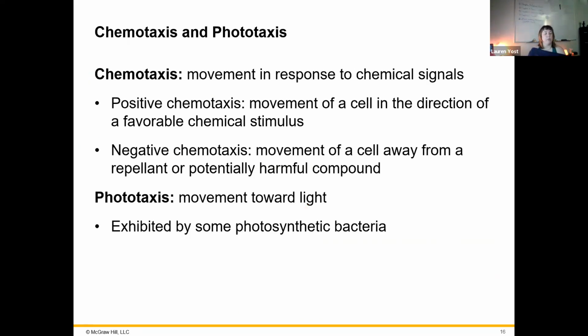Chemotaxis refers to movement in response to chemical signals. So seeing that there's food, getting a signal from your environment that there's something favorable to the cell allows the cell to start moving its flagella in a way that will allow it to move closer towards that thing. There's also negative chemotaxis. That means that it will be moving away from like a poison or toxin or something harmful. If they're moving in response to light, then they would have phototaxis. Keep in mind, some of these bacteria are actually photosynthetic.